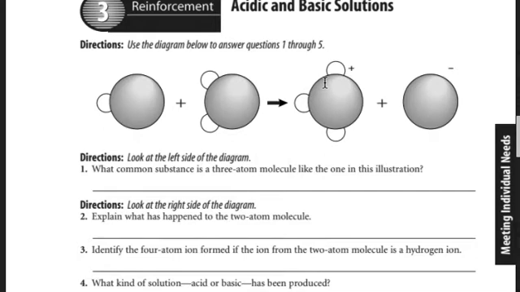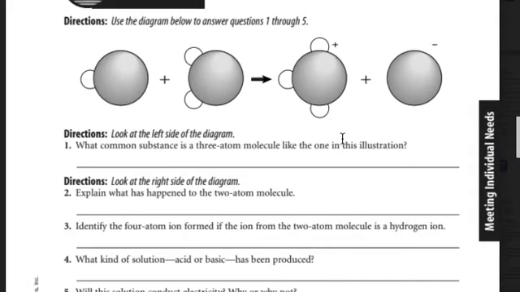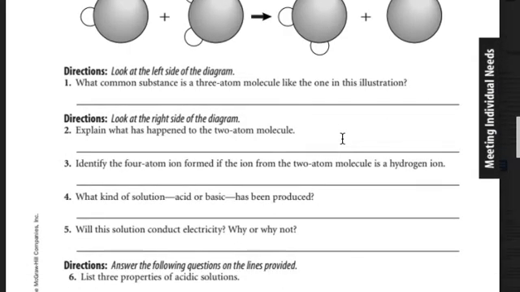and bases, H3O positive is found on page 232, figure 14. That's a hydronium ion. So here we see when something's being dissolved in water, it's forming an acid in this case. Number 2, directions: look at the right side of the diagram. Explain what happened to the 2-atom molecule.